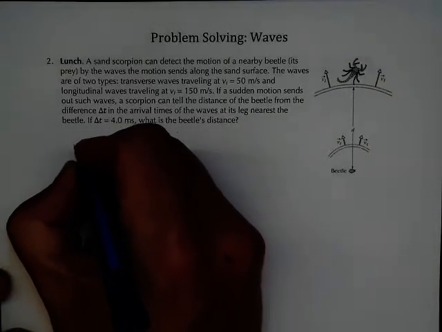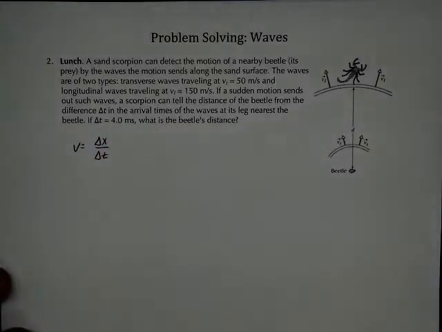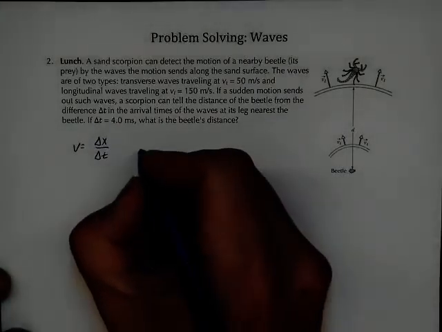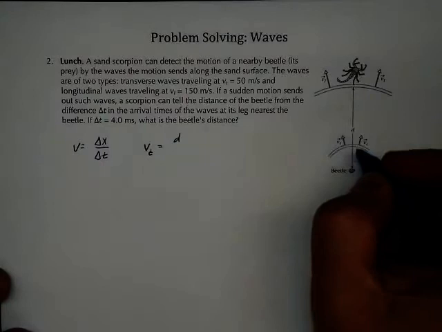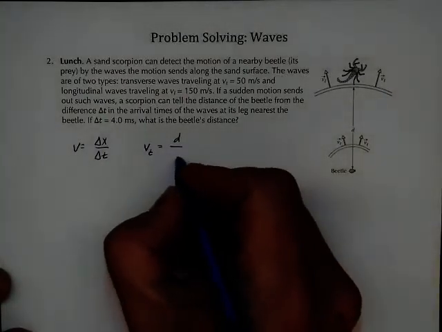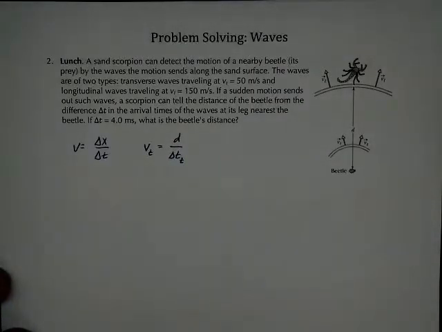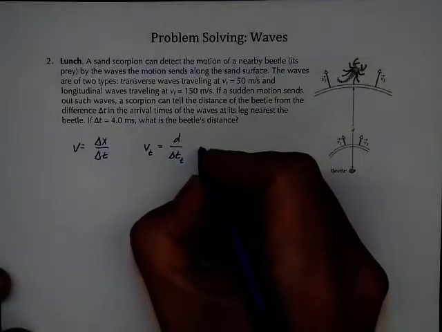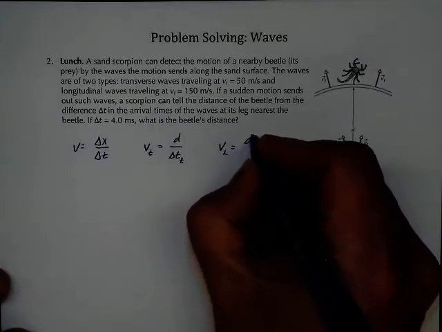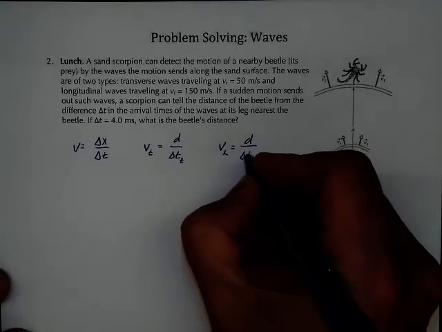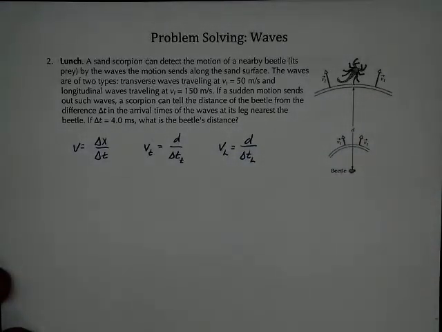Again, from Physics 1, we know that speed is a distance traveled over a time, but we have two different speeds we're dealing with here. The transverse speed is the distance traveled, and that's just d from the beetle to the scorpion, over some amount of time, the transverse time, that I'm denoting with a subscripted t there. And the longitudinal wave travels the same distance d, but in a shorter period of time since it gets there first. So I'm going to call that delta tL.